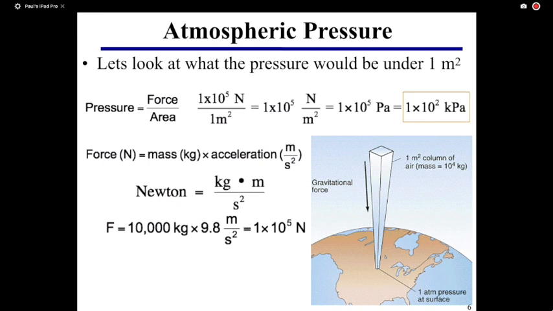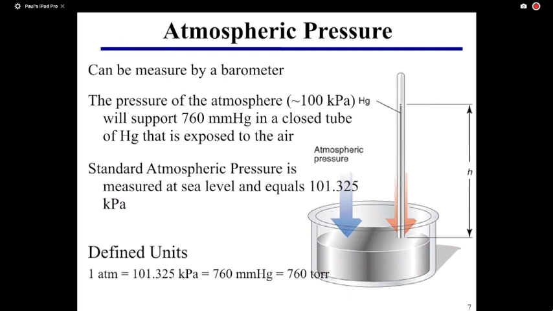Remember, there are only 7 base units in the scientific measurement system, and then we make lots of derived units. And so volume was a derived unit. A liter is derived from some of the basics. The Pascal is the derived unit for pressure.